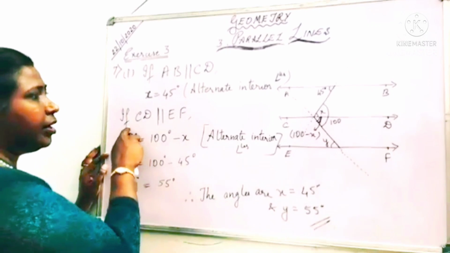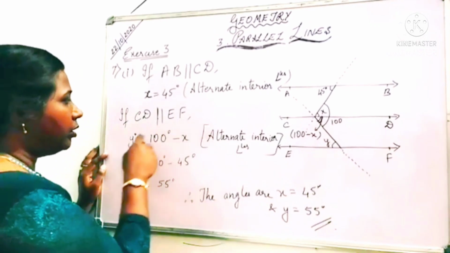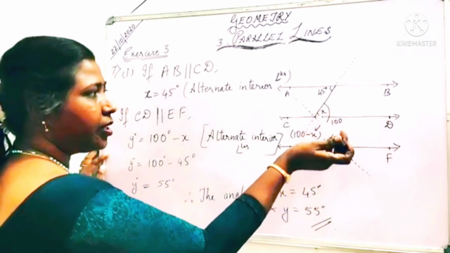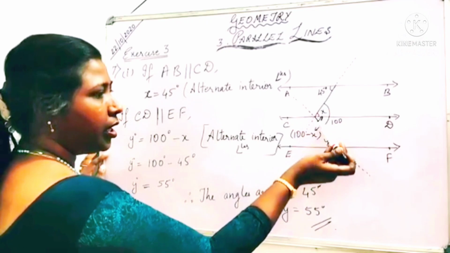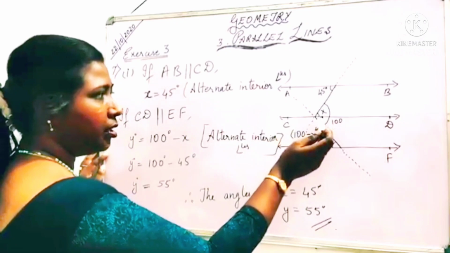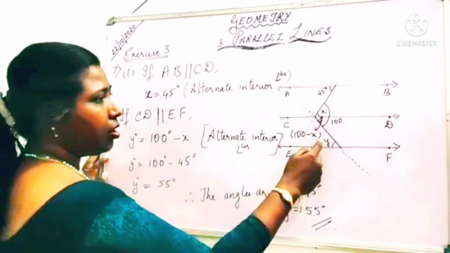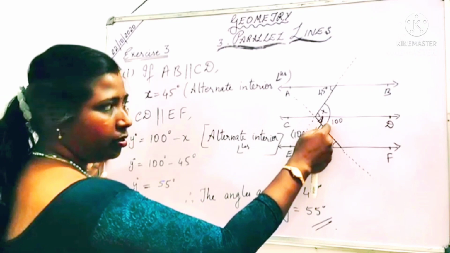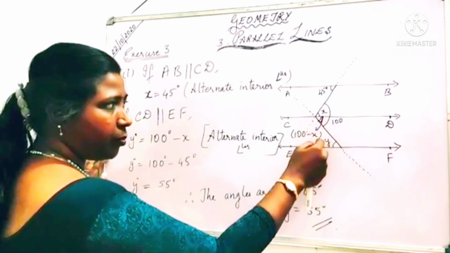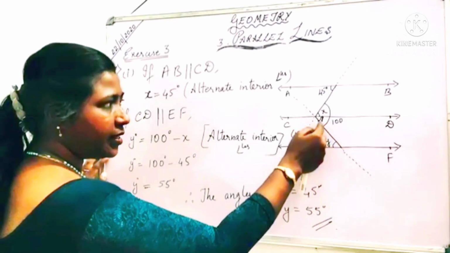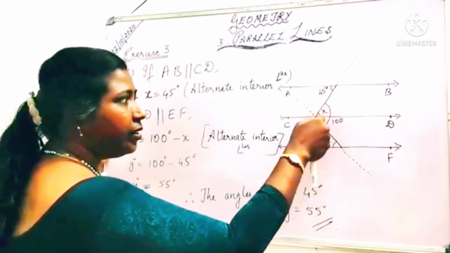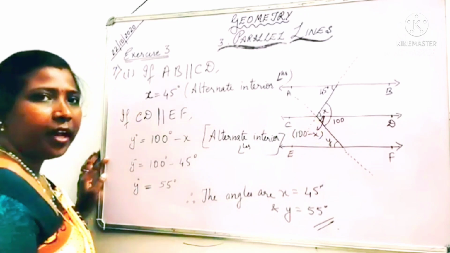So we will write, if CD is parallel to EF, then y degree is equal to, can I take this part? This is what we need, 100 minus x degree. So y is, here see, this angle opposite to the transversal. That's why I have taken this angle as 100 minus x, because this whole angle is 100.